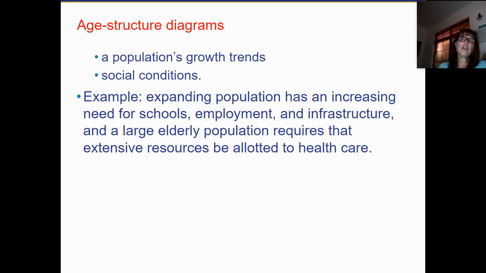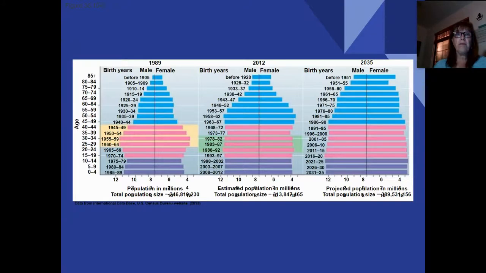All right, so these age structure diagrams show us the population growth trends. They are important for looking at social conditions. That's why you hear so much about the baby boomers, Generation X, and so on, because as populations expand, this allows us to predict the need for schools, the need for employment, the need for various infrastructure. And when you end up with a larger elderly population, we're going to have to devote resources for their health care. We're going to have to resort to building facilities that are going to be able to house and take care of them.